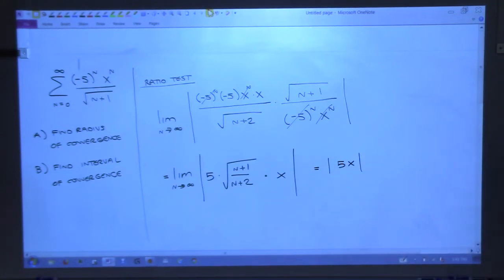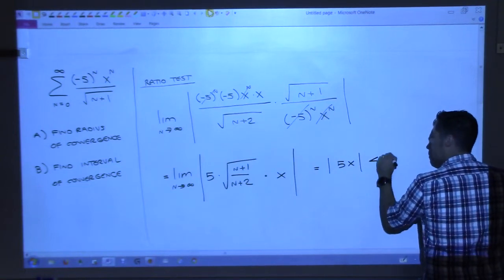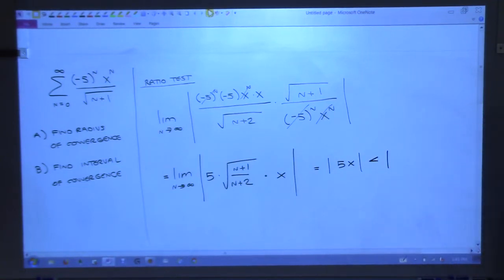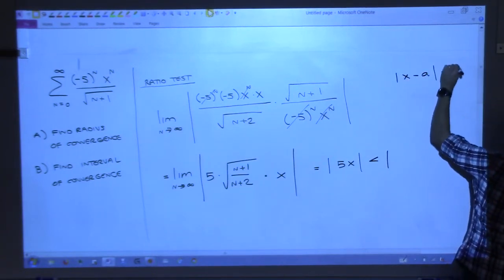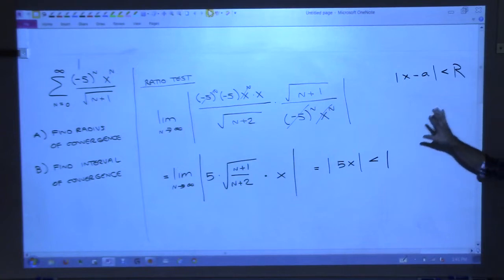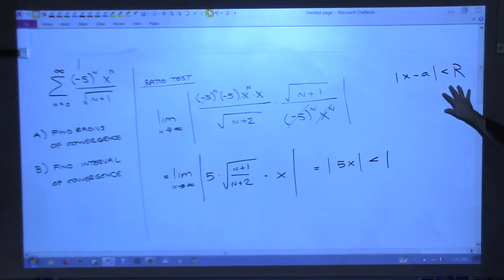Now, we need this to be less than 1 for it to work, right? That's what the ratio test tells us. We need the absolute value of 5x to be less than 1. Remember, this is what we're shooting for here. We need to get an expression that looks like this. We are trying to make this look like this.